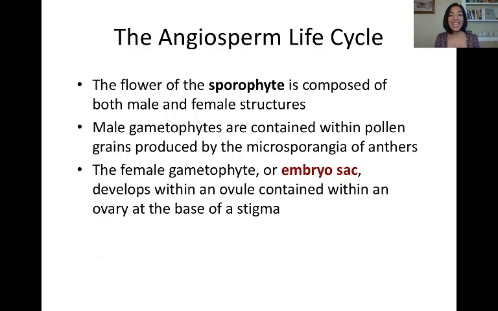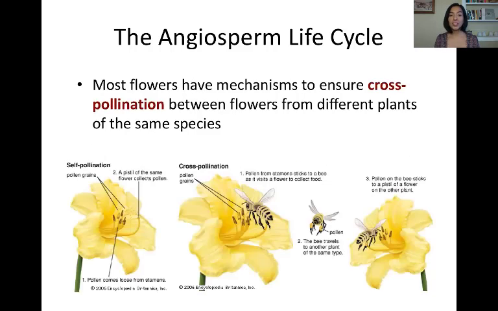Okay, now the sporophyte in angiosperms usually has both the male and the female structures in the same plant. Most angiosperms have the stamens and the carpel or pistil in the same flower, actually. They are called hermaphrodites or bisexual, the flower structure. Most flowering plants have a mechanism to ensure cross-pollination.